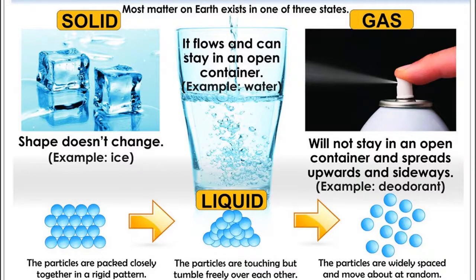So the particles of a liquid are touching but tumble freely over each other. मतलब एक दूसरे से करीब होते हैं but they can easily move around. Next we have is gas. Gas will not stay in an open container and it will spread upward and sideways.